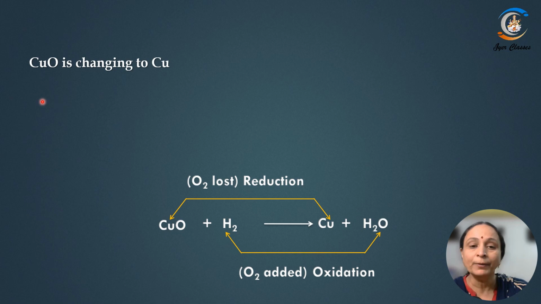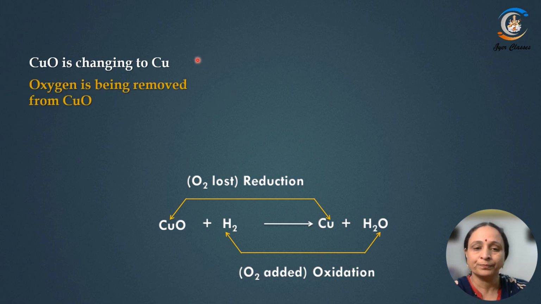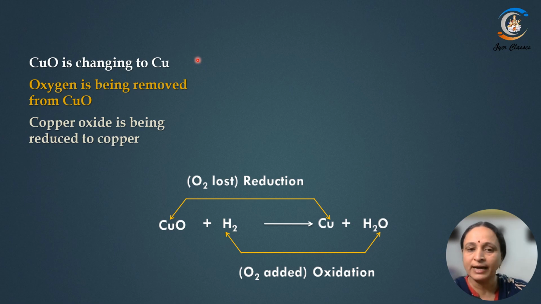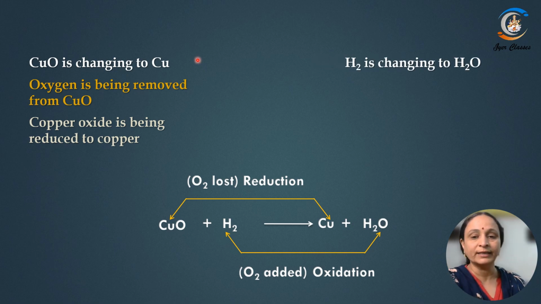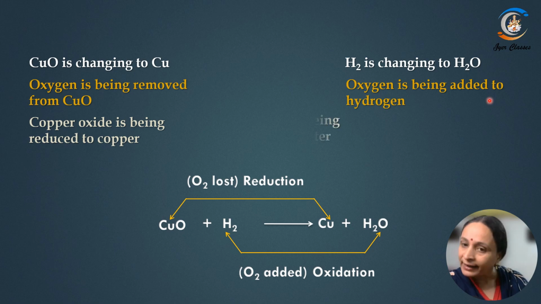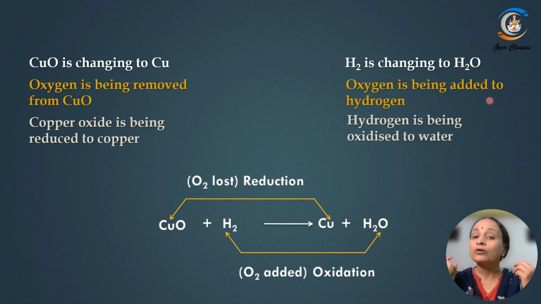Now the copper oxide, you can see it is changed into copper. Oxygen is removed from copper oxide, so it is called reduction. Copper oxide is reduced to copper, right? Okay, now what happened to hydrogen here? The hydrogen is now changed to hydrogen oxide, which is basically water, beta. Water में हाइड्रोजन में ऑक्सीजन को ऐड कर दिया है, so hydrogen is oxidized to water. So in this reaction, you have both oxidation and reduction taking place simultaneously. So this reaction is called a redox reaction.